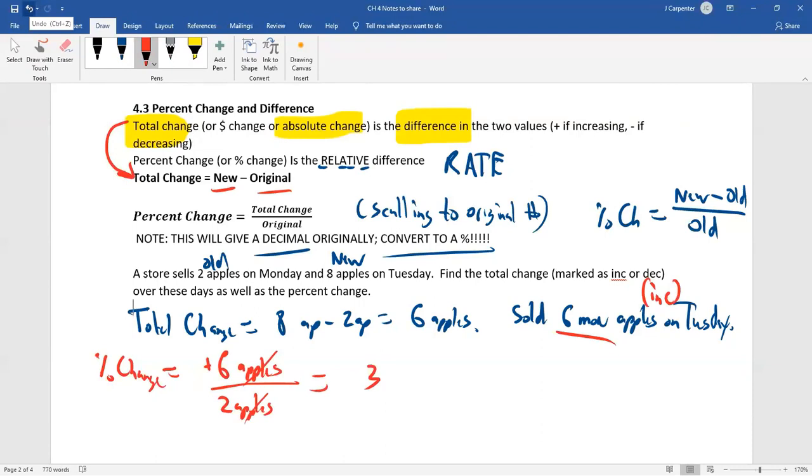See, I keep writing my units. The only time I don't write my units is when I write a proportion to cross multiply and solve. That is the only time I ever don't write units in this course.